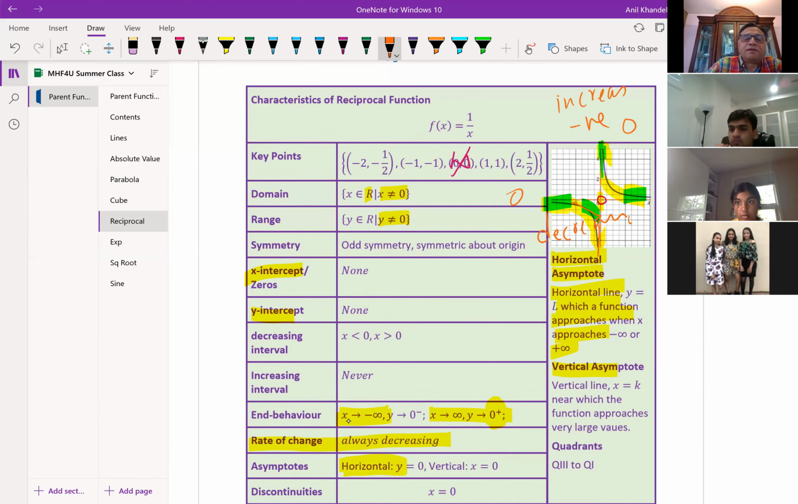So rate of change, it is decreasing from minus infinity to 0. Because becoming 0 to negative, decreasing from minus infinity to 0. Do you see that? But it is increasing from 0 to infinity. Do you see that? Is this point clear?